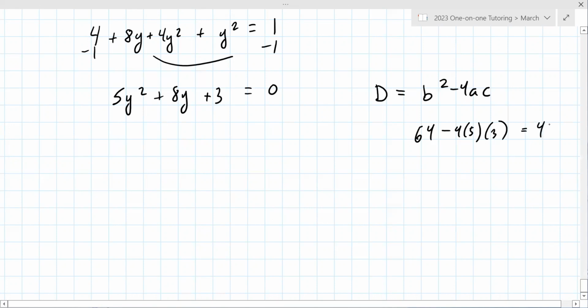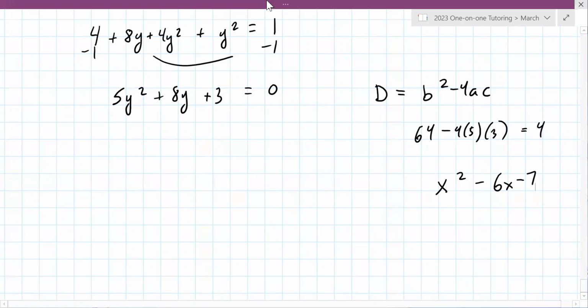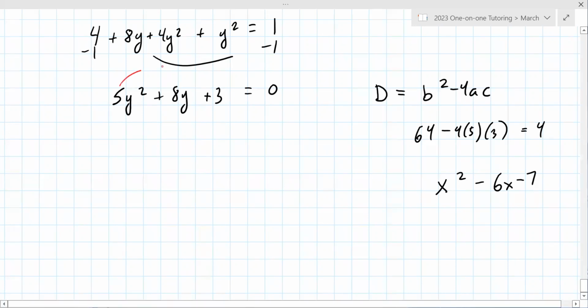Do you remember the first time you learned factoring, it was like x squared minus 6x minus 7, this type of factoring? The discriminant on this is always a perfect square root. So that's how I know that this would have factored nicely. The factoring here requires you to take 5 and 3, multiply them together. That's 15. And then you're looking for two numbers that multiply to 15 but add to 8. So it ends up being 3 and 5, which is nice.